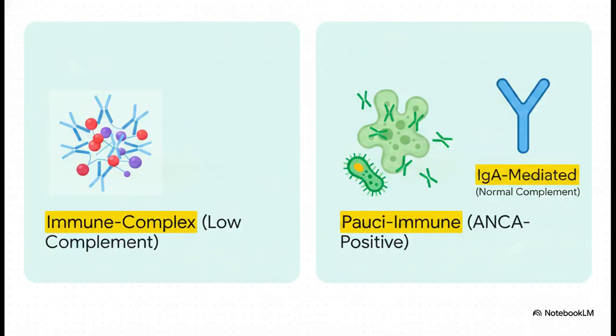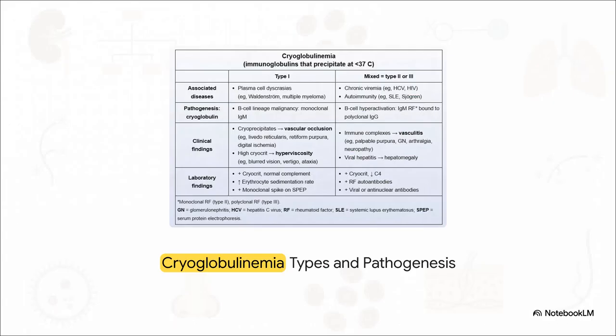So how do we sort these out? The diagnostic pathway branches based on immunology. You need to ask yourself, does this patient have immune complex disease with low complement? Or is it a pauci-immune disease driven by ANCA? Or, third option, are we looking at an IgA-driven disease where the complement levels are totally normal? Let's start down the immune complex branch.